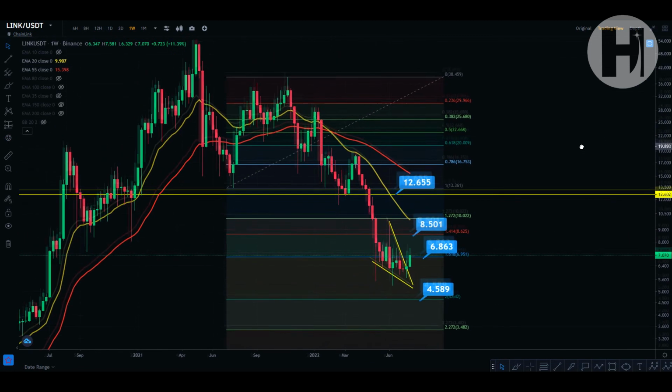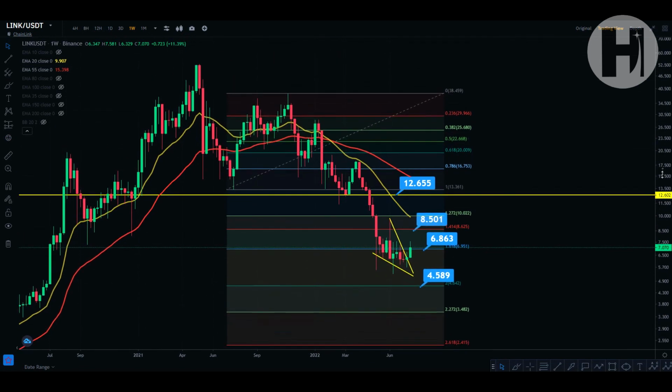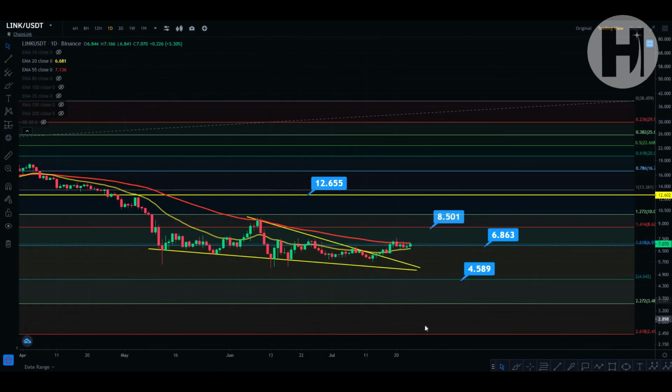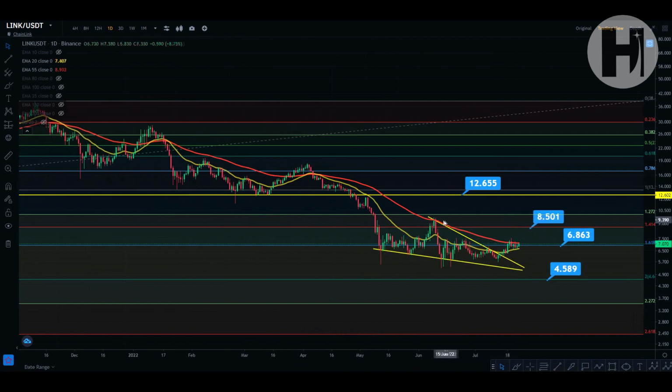If I missed out anything important on the charts, please let me know down below in the comment section. On the daily chart here, as you can see, we do have a falling wedge as well, with a target all the way up here at $9.30.